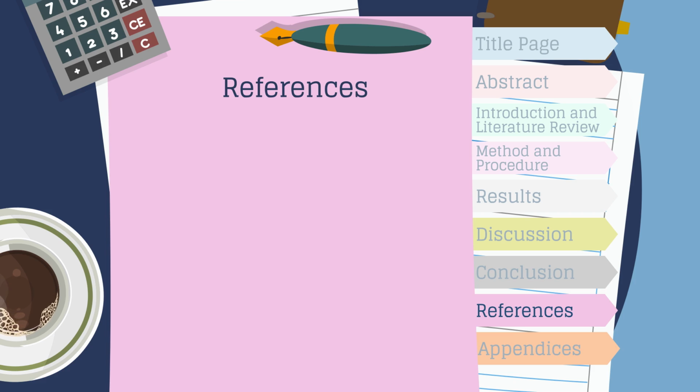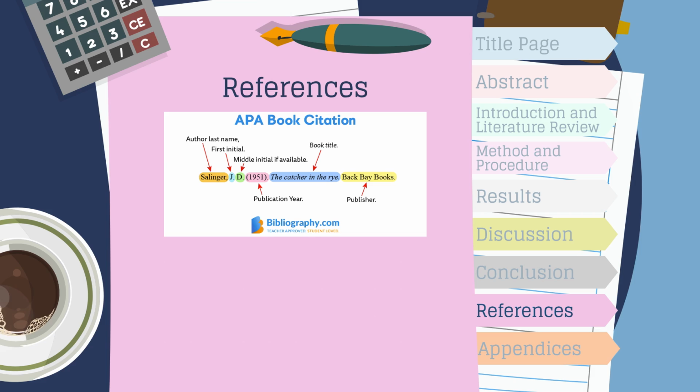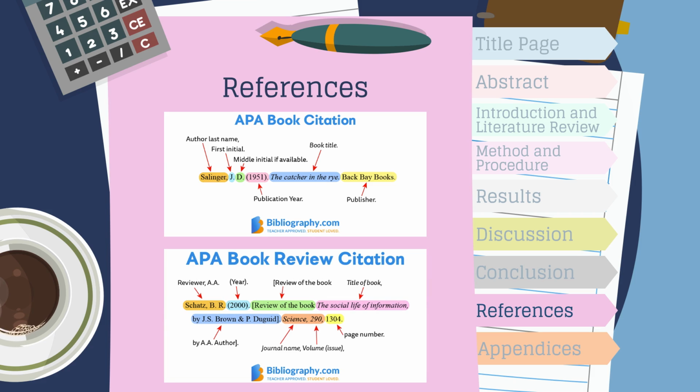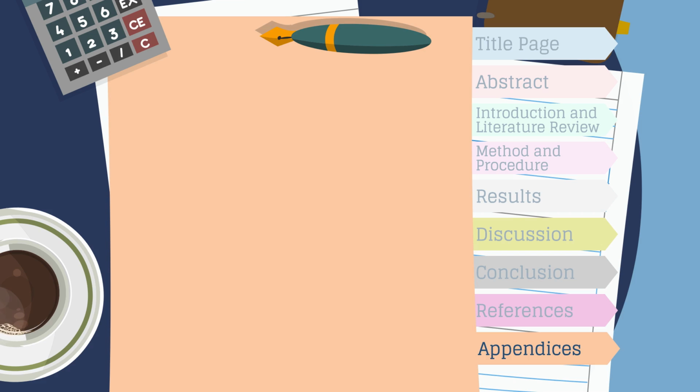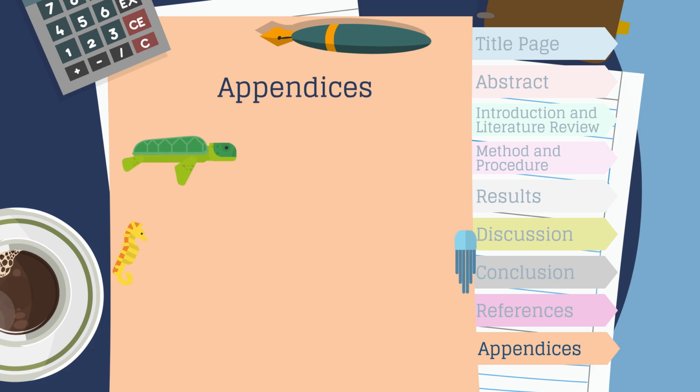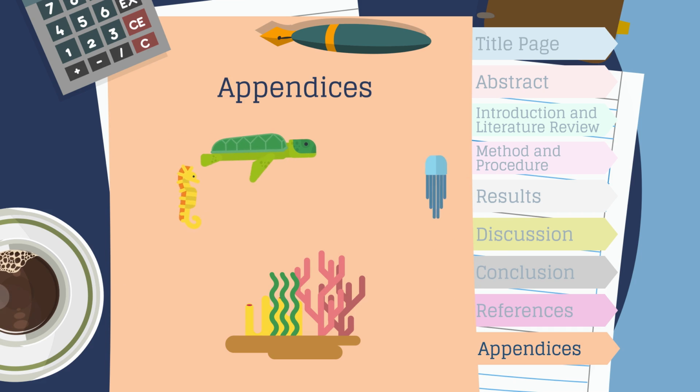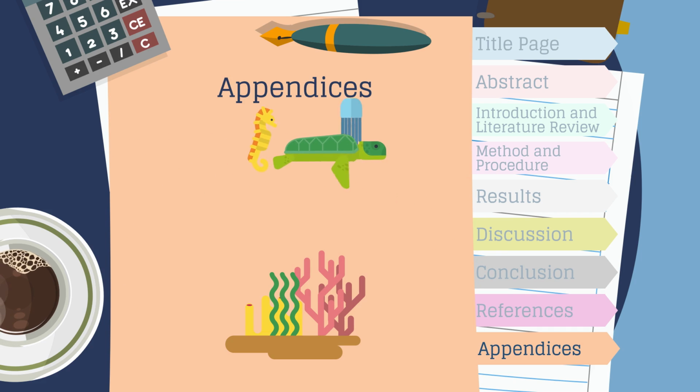The references section is where you cite your academic and reputable sources in APA format. The appendix is where you will include supplementary information that does not fit in the paper. These can be stimuli used in your study.